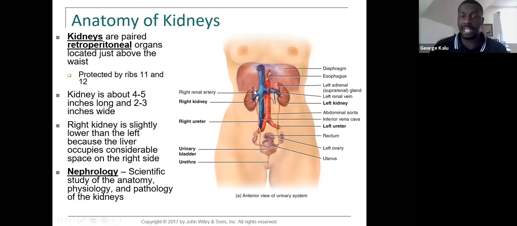The right kidney tends to hang a little bit lower than the left kidney, and that's just because the liver occupies a large amount of space on the right side of the body. So the kidney has to hang a little bit lower because of the placement of the liver. And the study of the kidneys and all their anatomy, physiology, and any diseases associated with the kidney, that's the study of nephrology. So those are the kidneys.